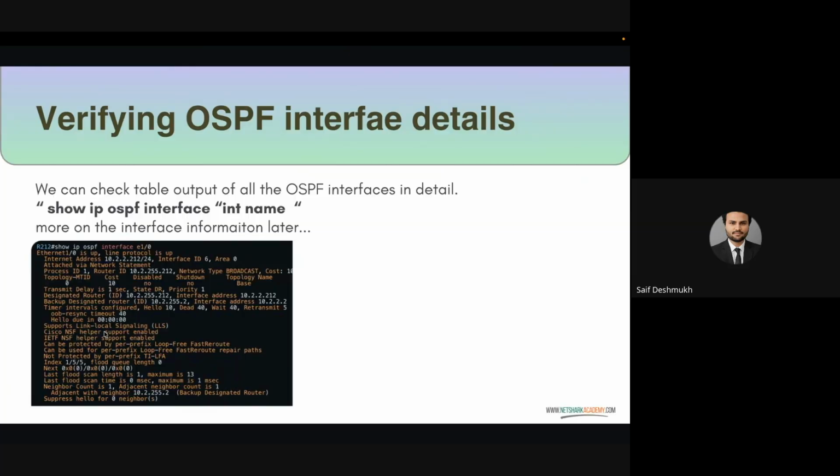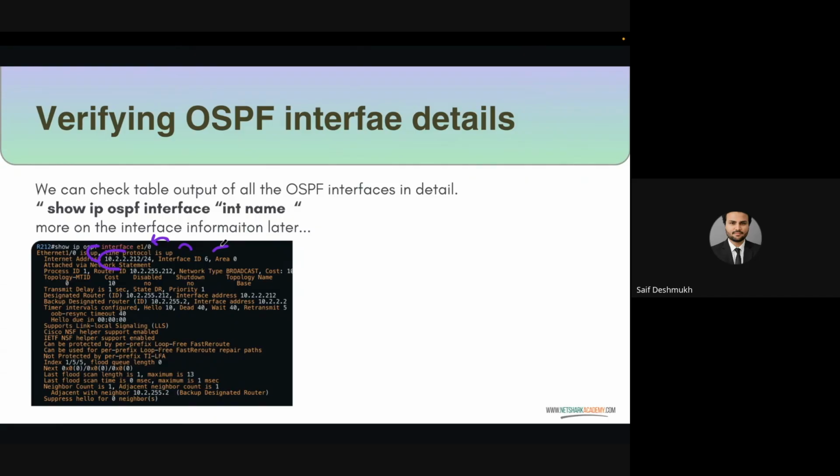If you want to pick any specific interface and get the detailed information, you can also use show ip ospf interface, and instead of using brief, you provide the interface name there. It will give you that the interface is up, the line protocol is up, what the address on that interface is, and what the interface ID is.